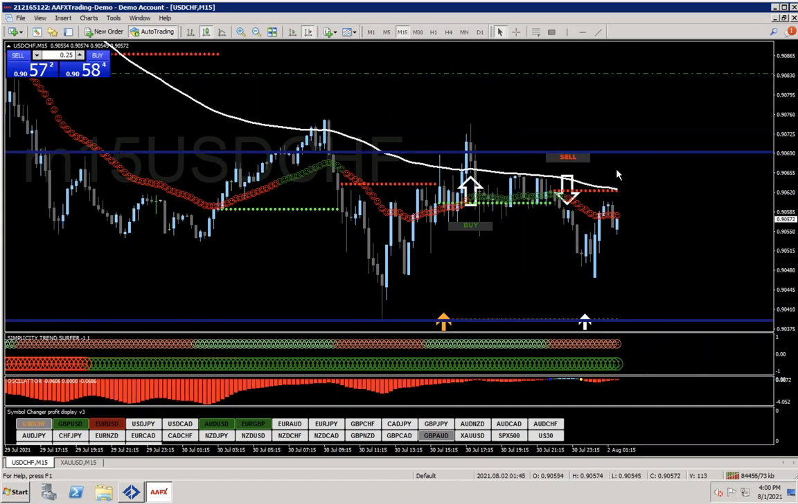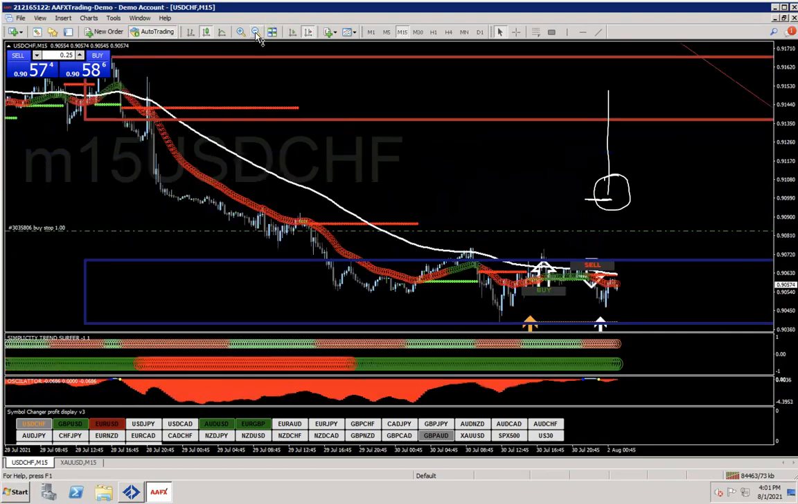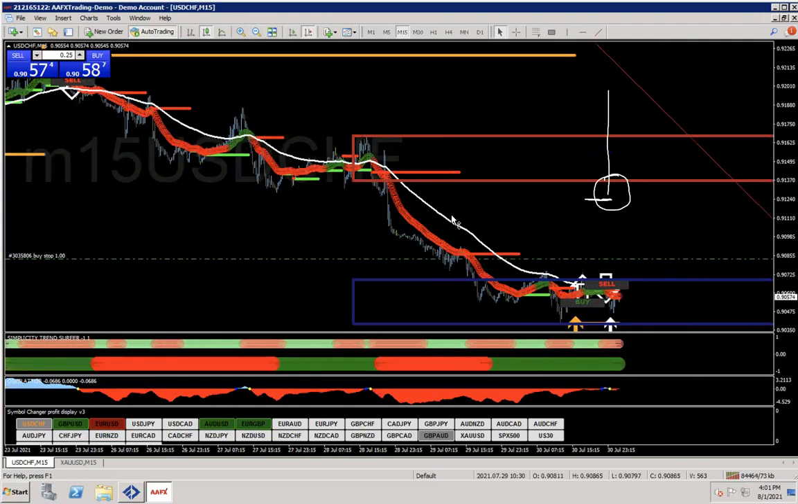When this breaks this level here, let me get my annotation out, when this breaks this level here, we should be able to put a nice stop loss under here. That's very tight, maximize our lot size, and ride this all the way up. USD Swiss moves very slow, but it pays very well. It pays almost $11 a pip if you put a dollar lot in. So what it lacks in speed, it makes up for in what it pays out. Okay, so this is one that I have on my radar.